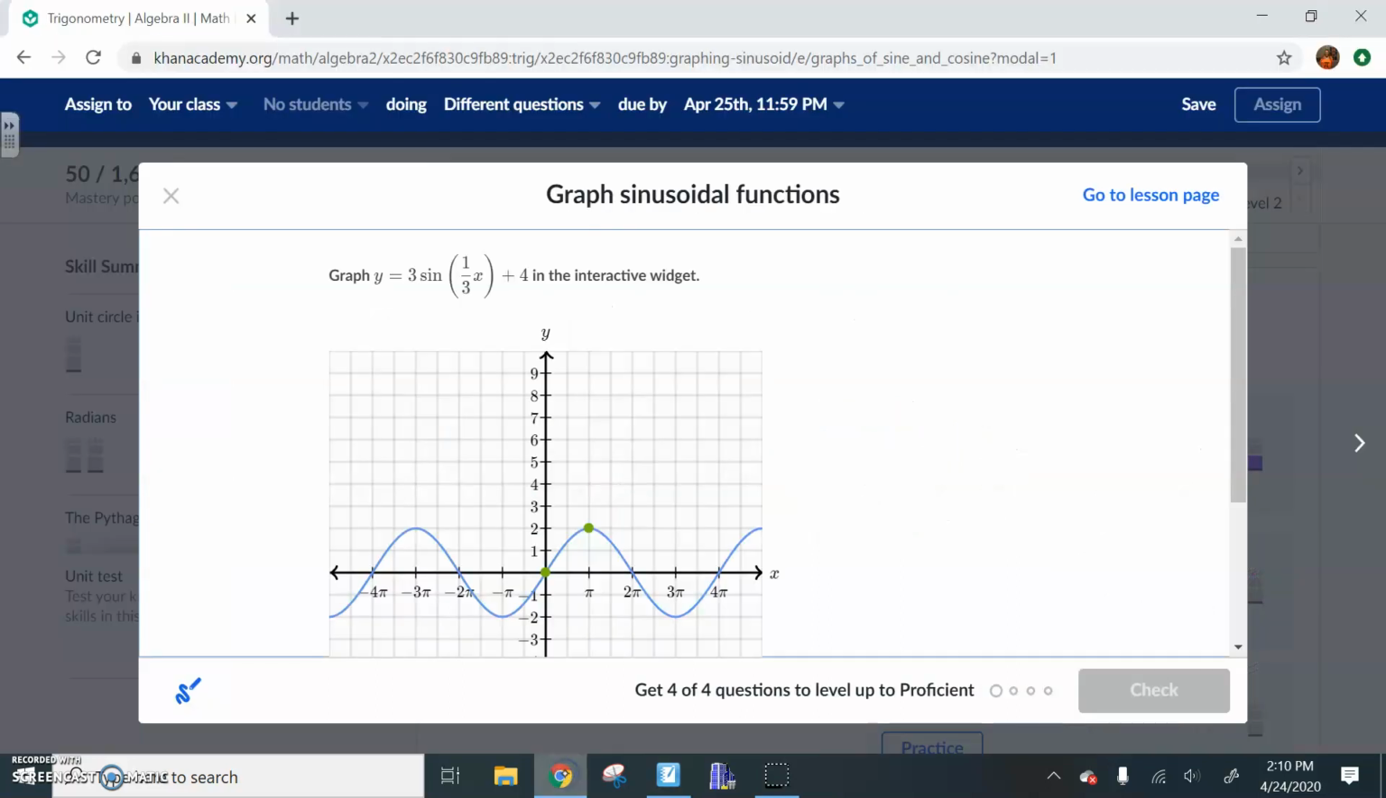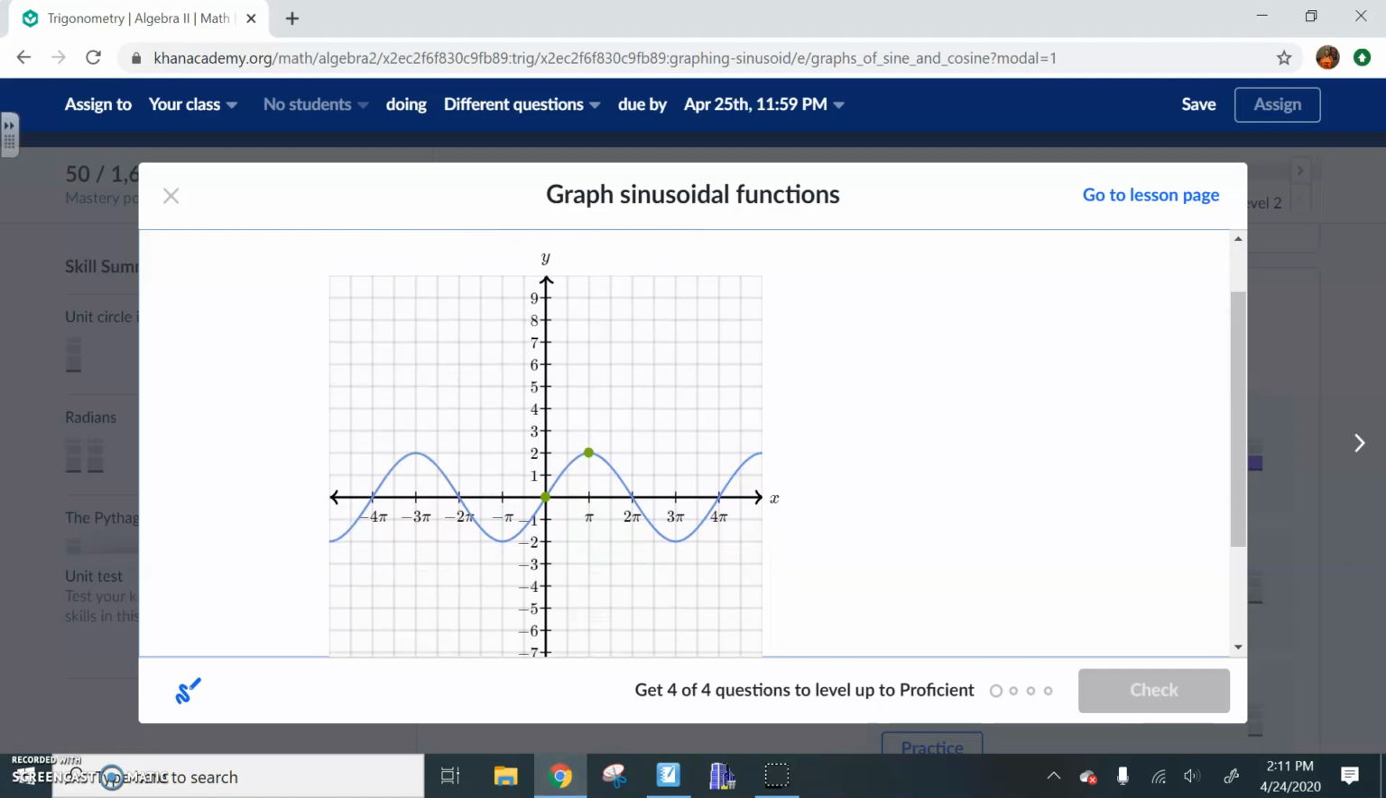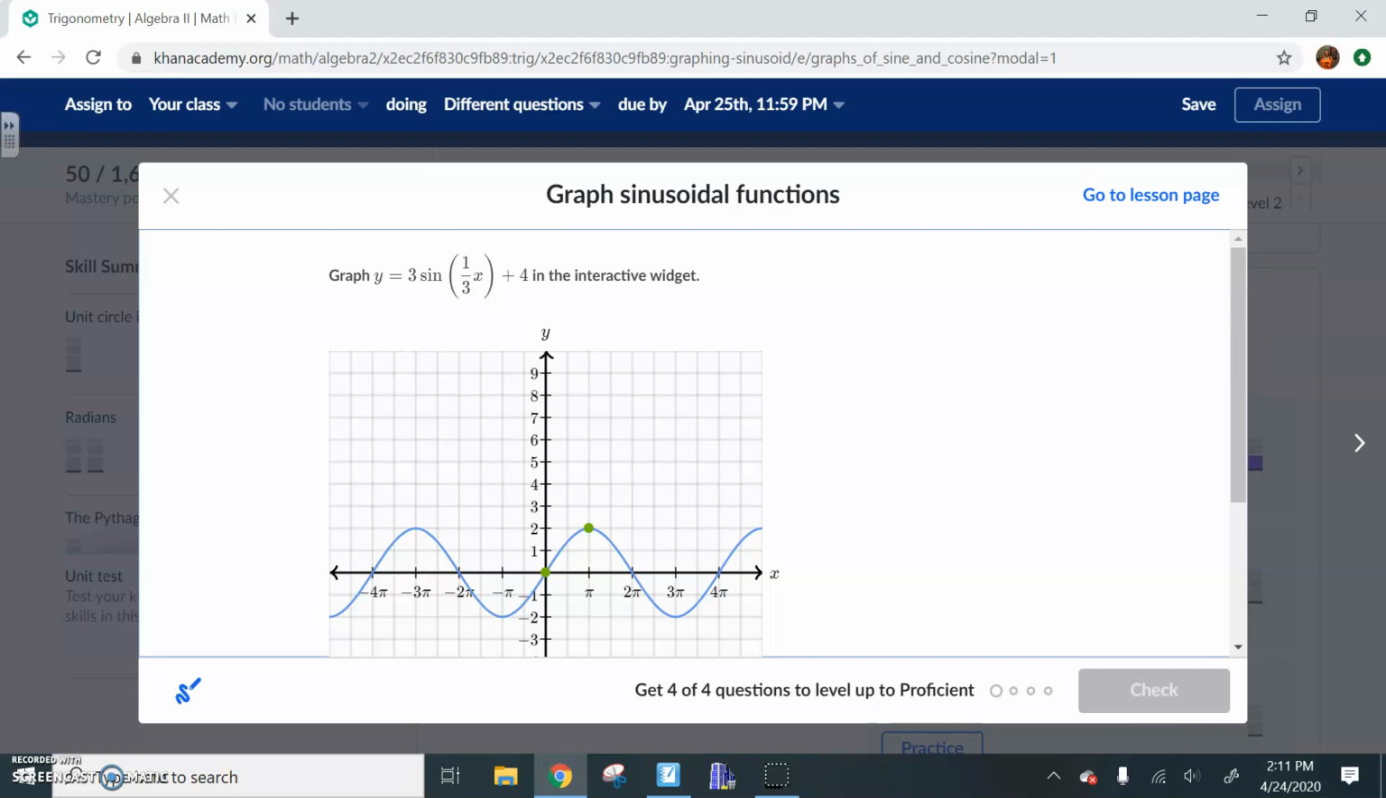Okay, so I've got some examples on Khan Academy, and that's what you're going to be doing this week, along with a quizzes assignment. So let's go ahead and get started here.